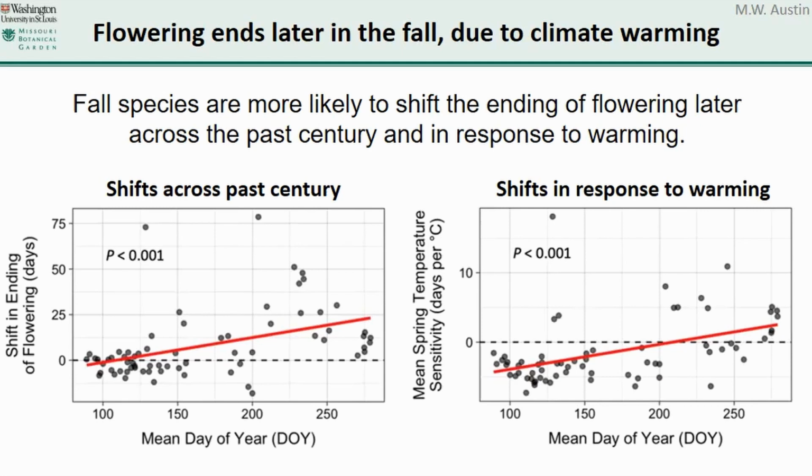And on the right-hand panel, we see, again, a similar plot, but now the y gives the number of days that the ending of their flowering has shifted for every 1 degree Celsius increase in mean spring temperature. And we again find that these late season fall species are more likely to shift the ending of their flowering later in years where temperature is higher. Again, indicating that climate warming has opened climatic niche space in the fall to allow these fall species to simply continue flowering until winter finally occurs and they stop flowering.